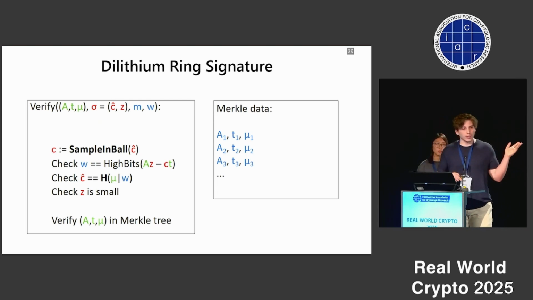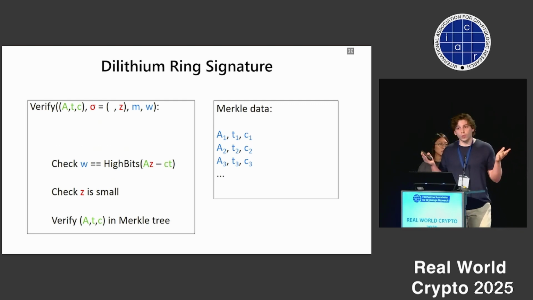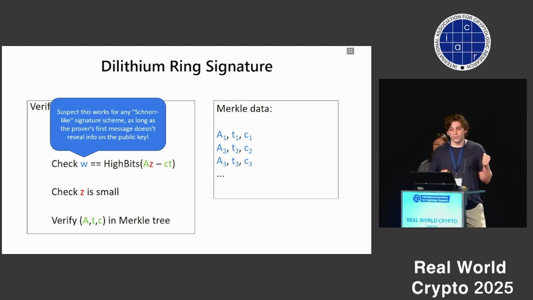If we publish it, this breaks the cycle that I mentioned before. Now C hat can be computed outside of the circuit, and because C hat can be computed outside of the circuit, so too can C. What we're left with is no more SHA-3 inside the circuit. We're left with just algebra, a norm check, and some SNARK-friendly hashing in the form of Poseidon. So this is very few constraints. In general, we suspect that the same technique would work for any kind of Schnorr-like scheme, as long as the prover's first message, which in Dilithium's case is W, doesn't reveal any information about the public key.